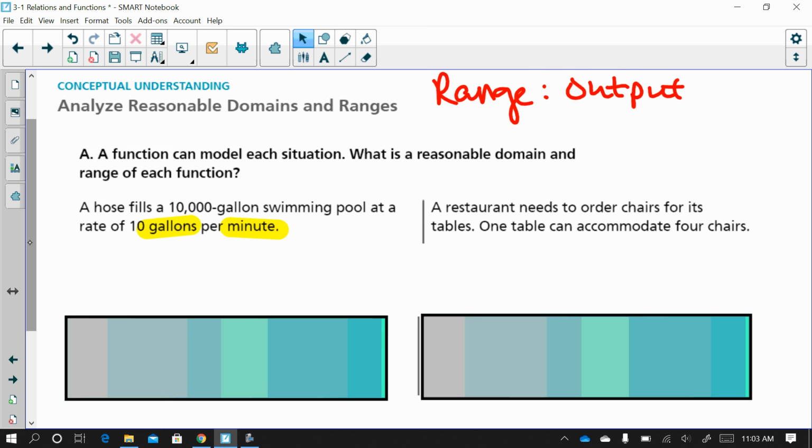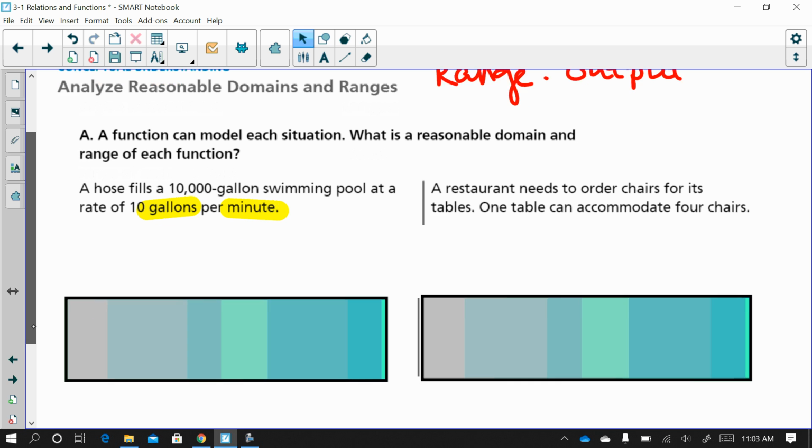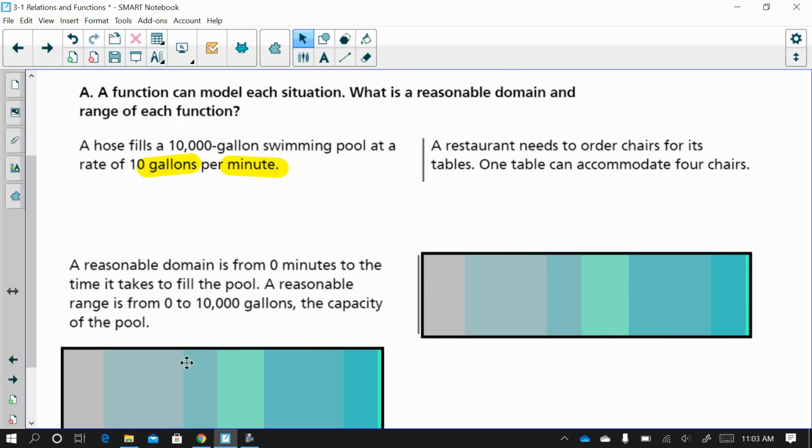So my input here is going to be my minutes. Based on how many minutes I'm putting in is how many gallons my pool is filled with. So here's how they describe it. A reasonable domain is from 0 minutes to the time it takes to fill the pool. A reasonable range is from 0 to 10,000 gallons, which is how full the pool can be. So identifying the things you're working with, then putting numbers to it is how you want to work this.